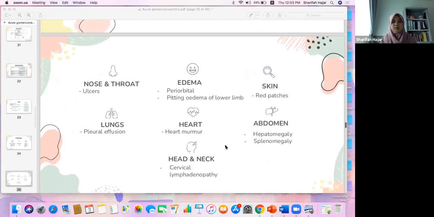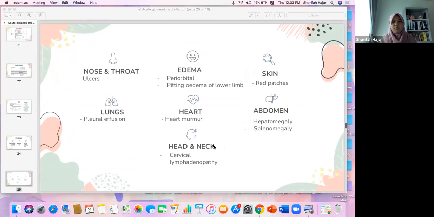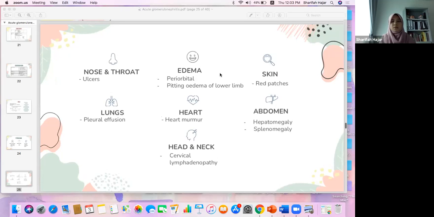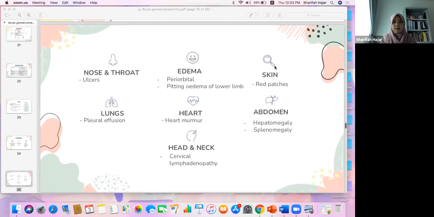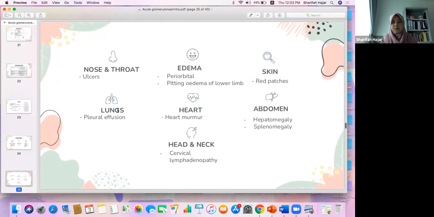Okay, so then we need to check also for the other physical exam, like nose and throat, look for ulcer or throat infection, edema, periorbital, lower limb edema, skin for red patches. It can also suggest the SLE. Lung, pleural effusion can be caused from the complication, and also heart murmur, abdomen to look for hepatomegaly and also splenomegaly, and also head and neck, cervical lymphadenopathy.